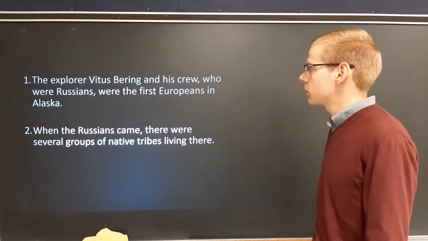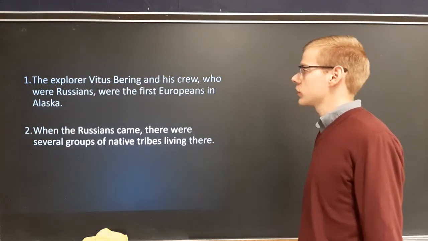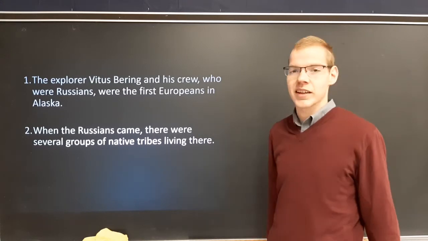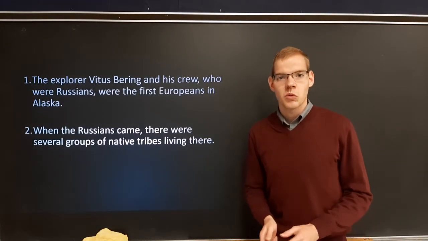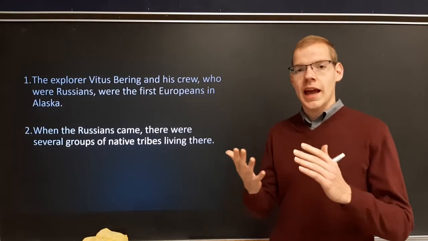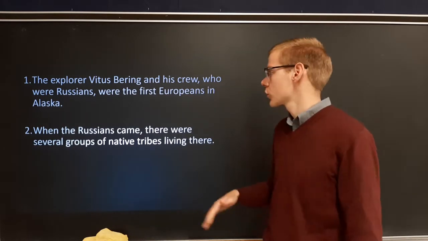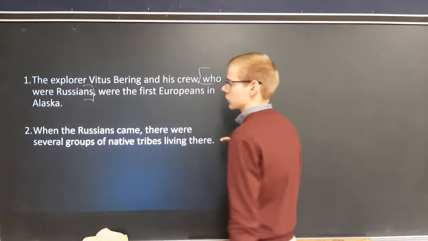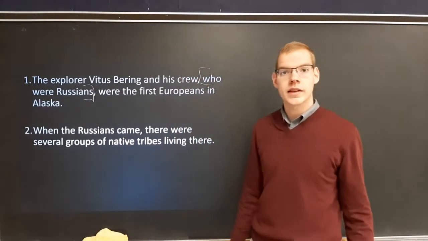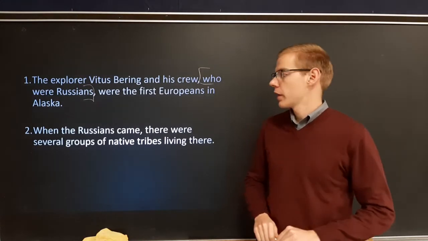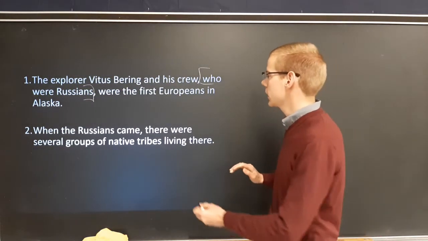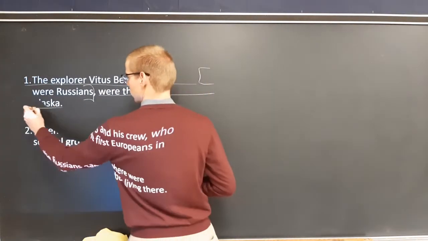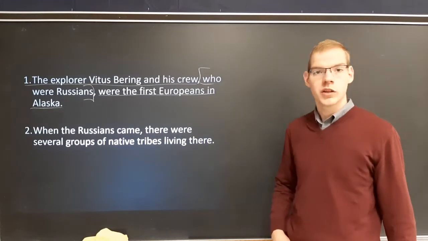The explorer Vitus Bering and his crew, who were Russians, were the first Europeans in Alaska. What part depends? We know that they have to start with a relative pronoun or a subordinating conjunction. So it'd be "who were Russians." That is your dependent clause. And then the rest is independent. There you go. Number 1 is done.